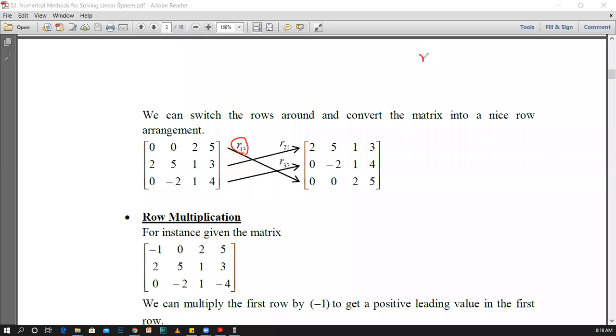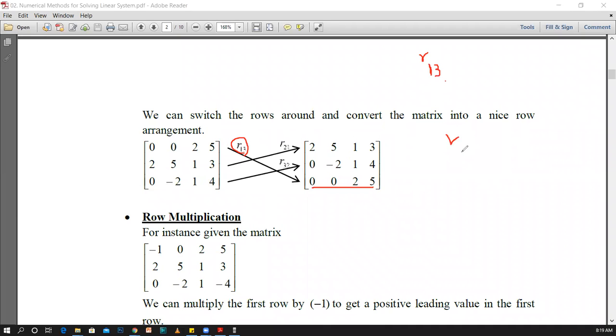This is the notation R13. It means that you have switched row number 1 with row number 3. Therefore, you always have to start from the first value. You are switching row number 1 with row number 3. Therefore, row number 1 has now appeared as row number 3.